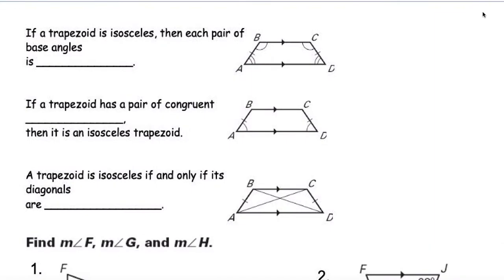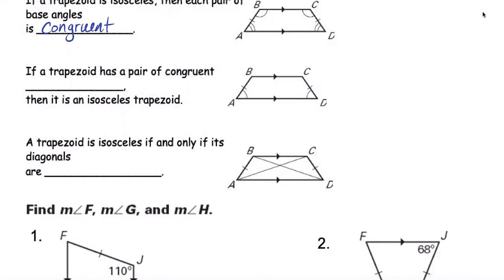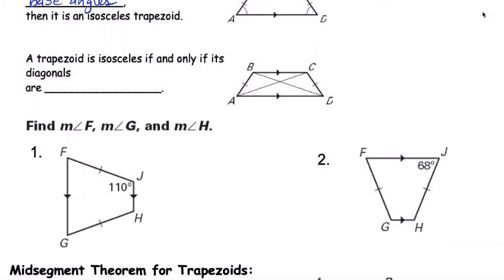If a trapezoid is isosceles, then each pair of base angles is congruent, and I was just mentioning that a minute ago. If a trapezoid has a pair of congruent base angles, then it's an isosceles trapezoid, but also if it has a pair of congruent legs, then it's an isosceles trapezoid. But I think they were going for a forwards and a backwards of the same statement. And a trapezoid is isosceles if and only if its diagonals are congruent.